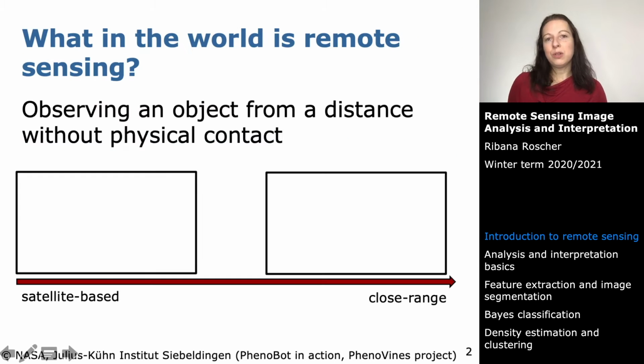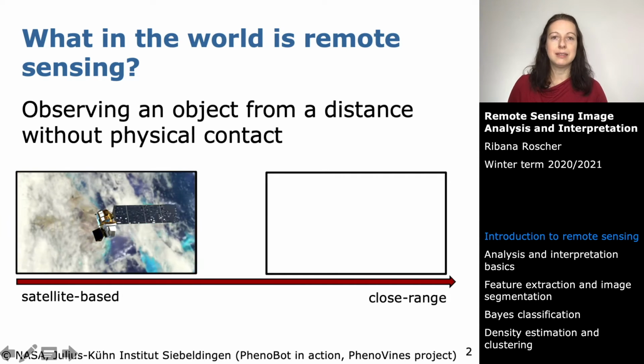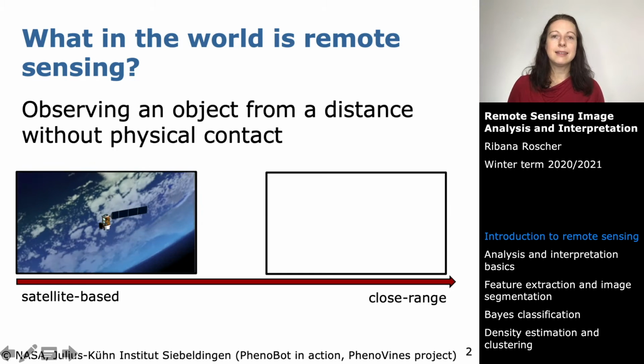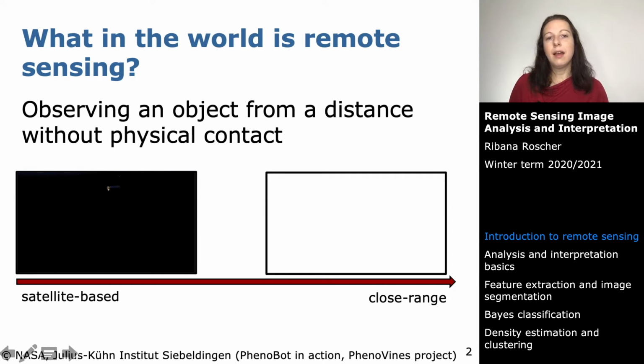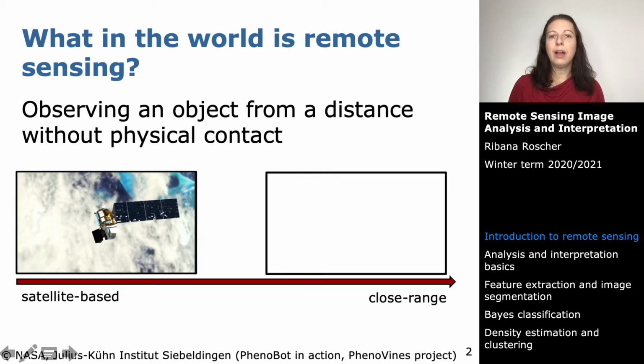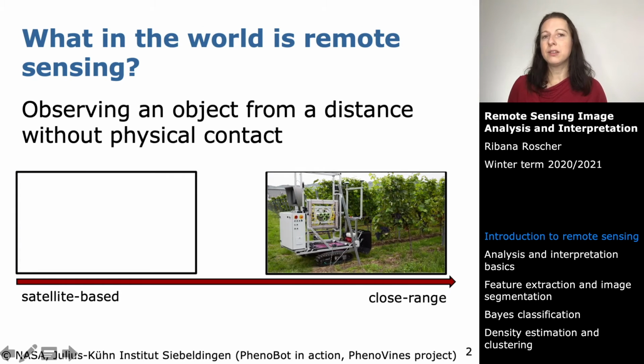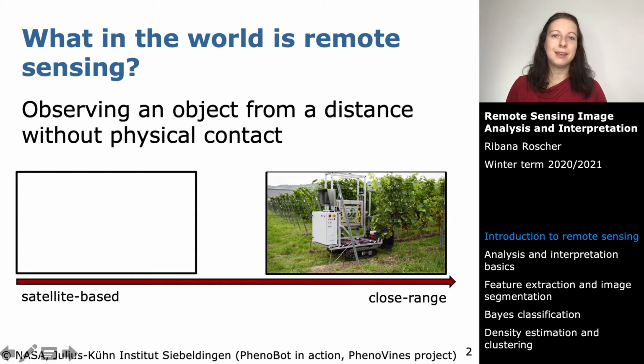So first of all, I want to give you a definition of what remote sensing is. Remote sensing is nothing else than observing an object from a distance without physical contact. Mostly when we talk about remote sensing, we talk about satellite remote sensing. That means a satellite is actively or passively observing the Earth with different sensor technologies. But remote sensing can also go down to very close range applications. And it always depends on what you want to do and which application you want to solve.